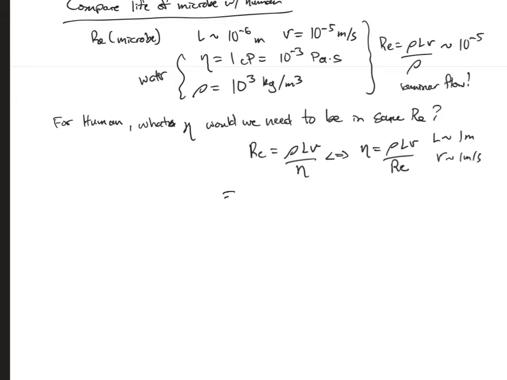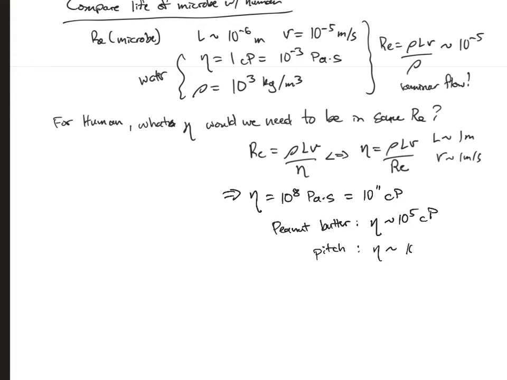If you plug in the numbers, you get that the needed viscosity is equal to 10 to the 8th Pascal seconds. Remember, 1 millipascal second is equal to a centipoise, so this is 10 to the 11 centipoises. That's really, really high. Let's compare it with a couple of normal substances you might be familiar with. For peanut butter, the viscosity is about 10 to the 5 centipoises, so this is 1,000,000 times more viscous than peanut butter. To get to this level, you need something called pine pitch, which has an eta of about 10 to the 11 centipoises.